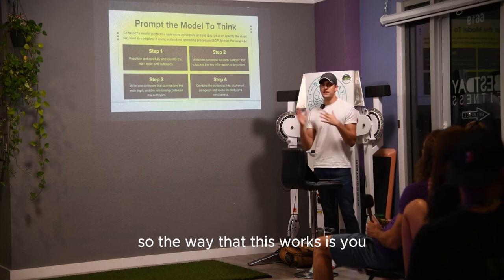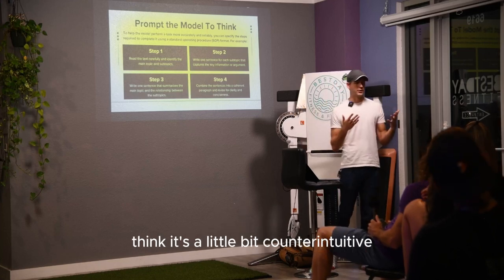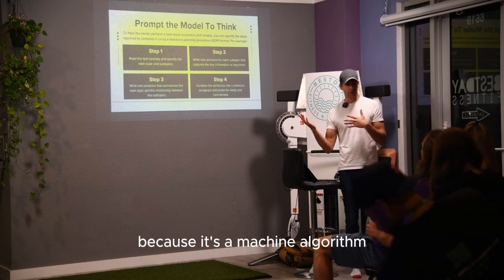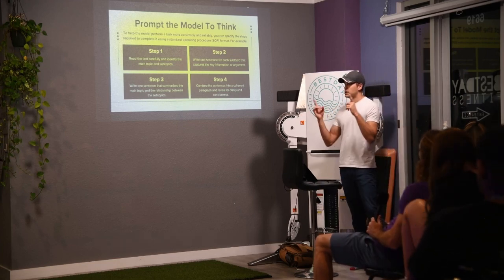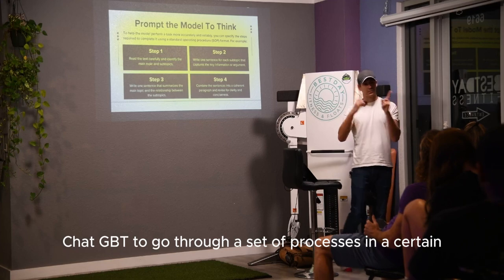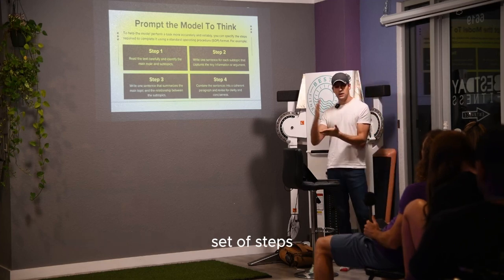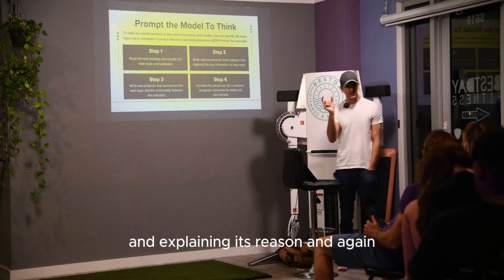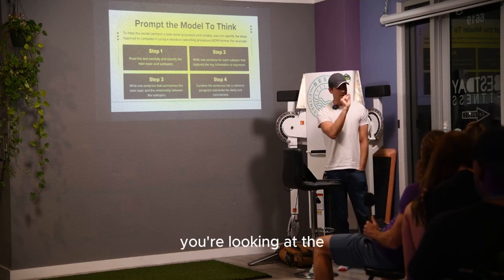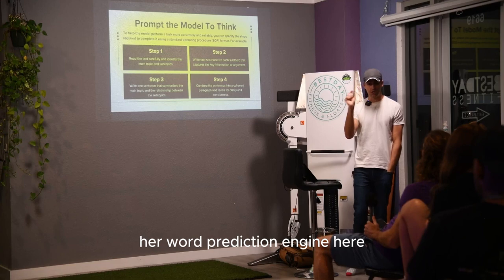So the way that this works is, you think it's a little bit counterintuitive because it's a machine algorithm, and why would a machine need time to think? But if you force ChatGPT to go through a set of processes and a certain set of steps, you're making it go step by step and explaining its reason. And again, you're looking at the word prediction engine here.